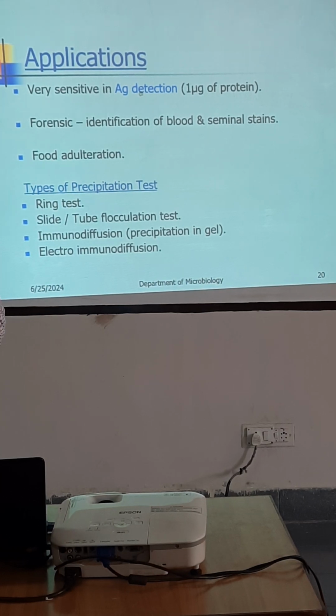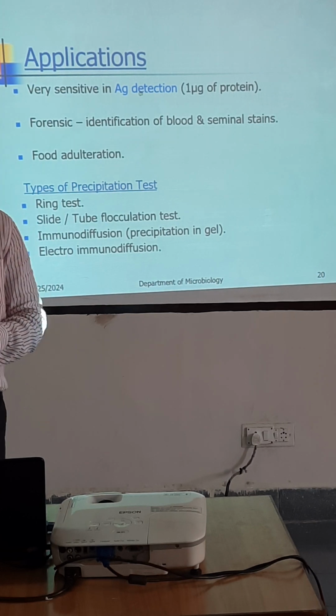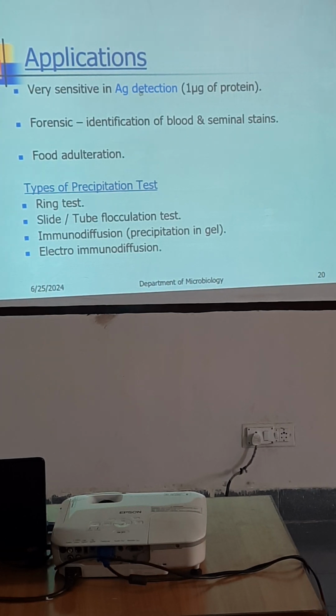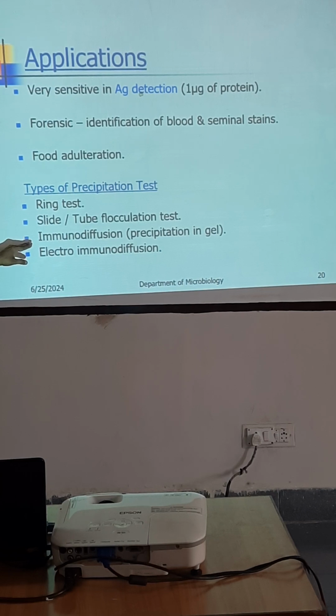An application of precipitation tests is that they can be very sensitive in detecting antigen. About 1 microgram of protein can be detected by this reaction. There are applications in forensic medicine, such as identification of blood and seminal stains, and in food adulteration. There are various types of precipitation reactions which are not generally used nowadays, such as the tube precipitation test, where the tube test is the Kahn test, immunodiffusion precipitation in gel, and electroimmunodiffusion.